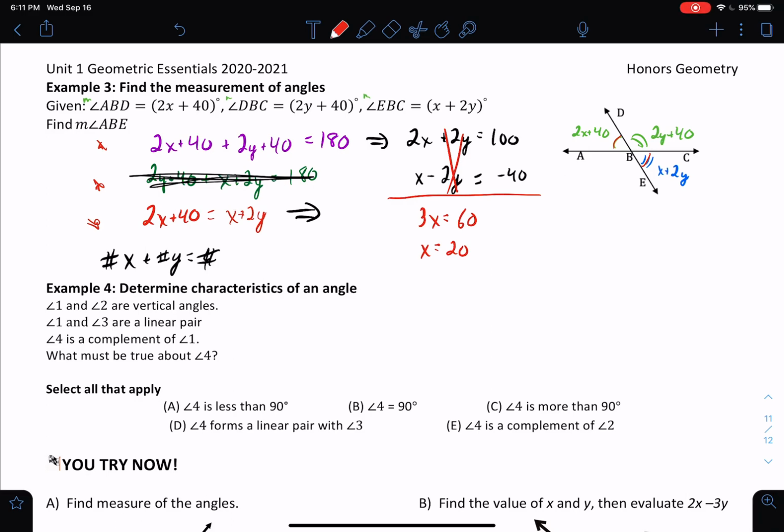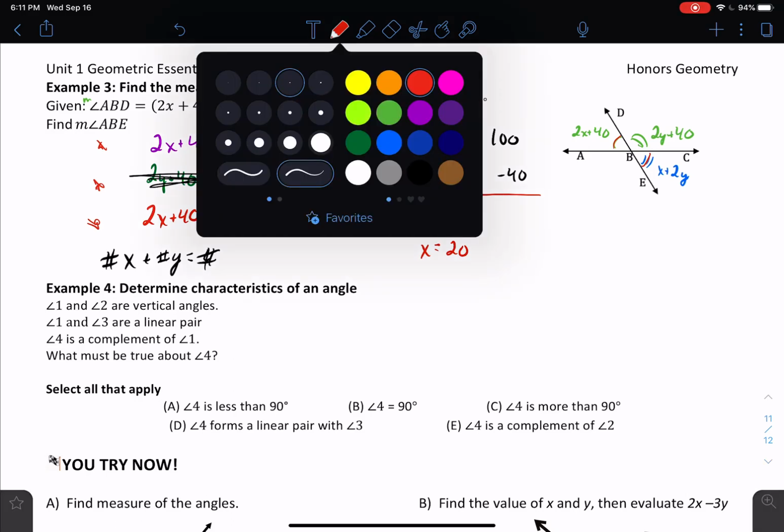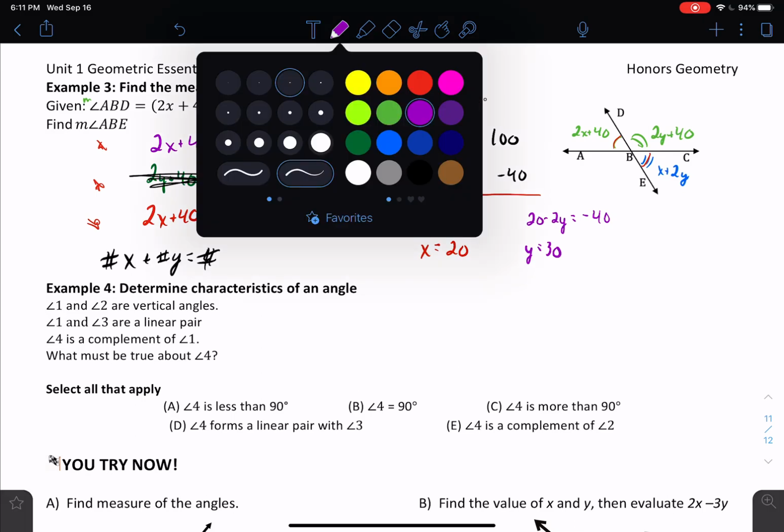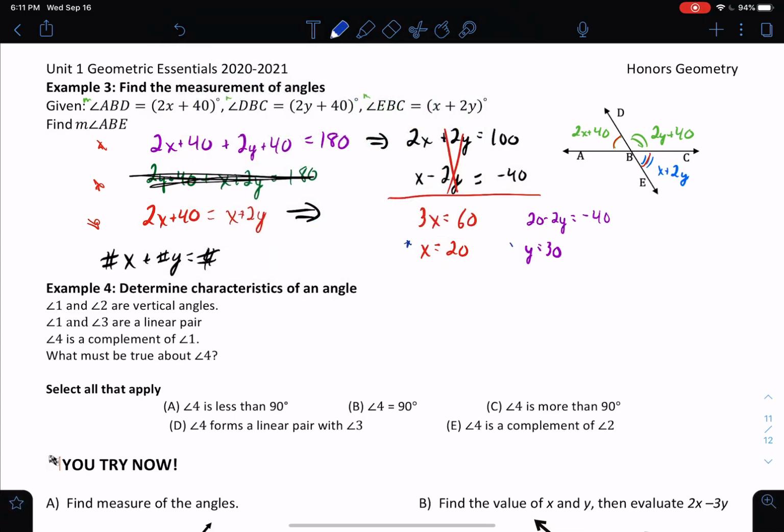Now if I plug that back into either equation, I'm going to choose the bottom one. So 20 minus 2y equals negative 40. Okay, if I do that and solve, I'm going to get y to equal 30. So I can now double check. I can take this x and this y, plug it back into all three of the equations that I started with, and just make sure that it works. And you'll see that x equals 20 and y equals 30 works.